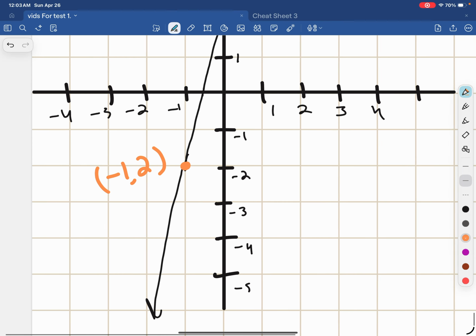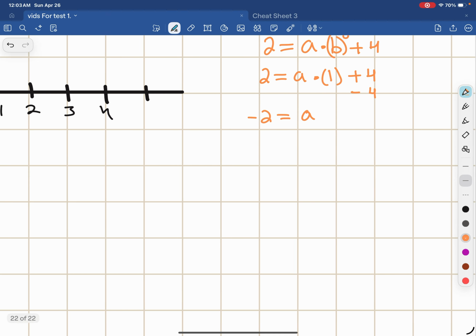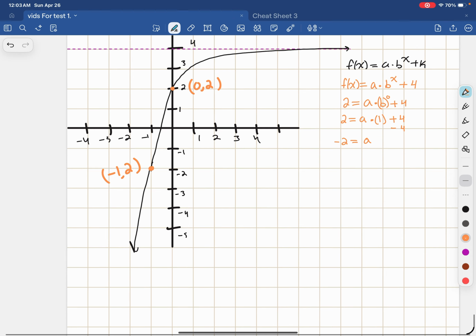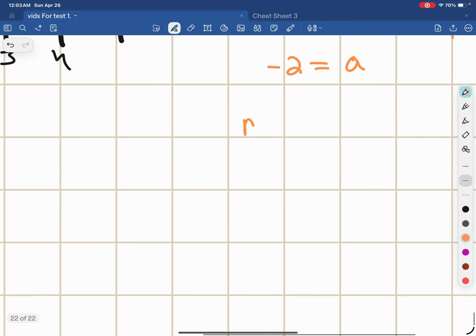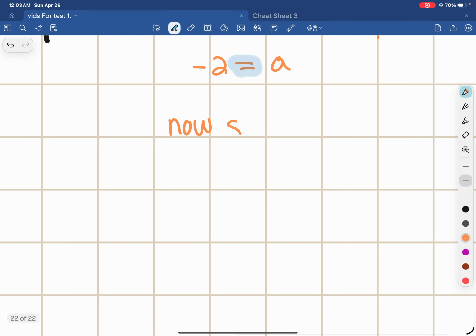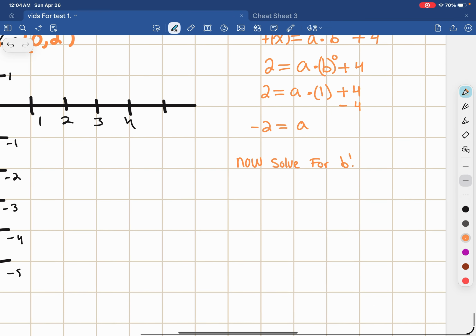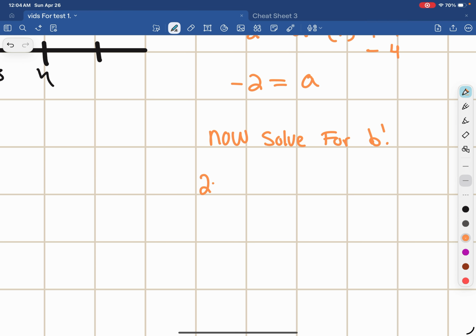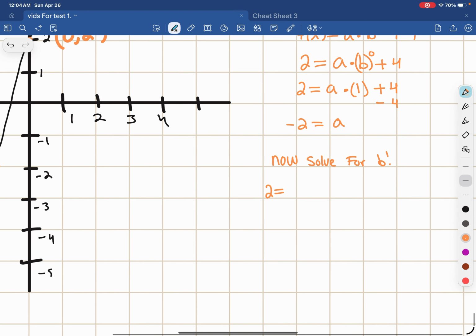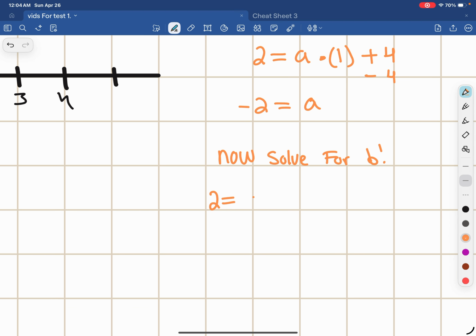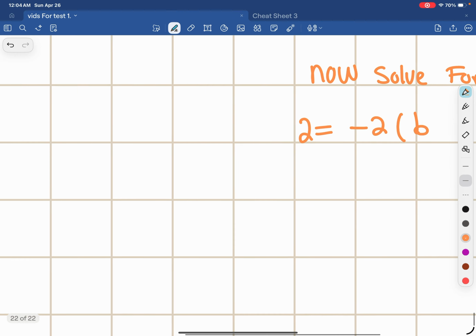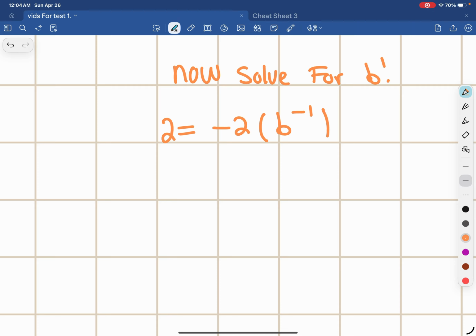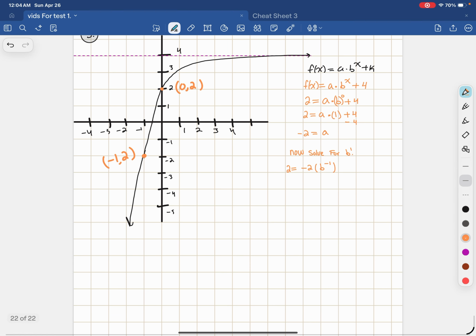Now the reason why we need another nice point is that way we can plug in our a value and solve for our b value. So let's do that now. So we're going to have 2 as our y value. So I'm going to write this here to distinguish what we're doing. Now solve for b. Beautiful. So looking at this, we should have 2 equal to -2 times b to the -1 plus 4.